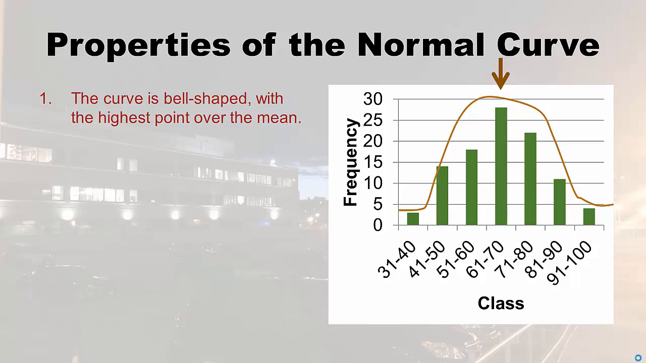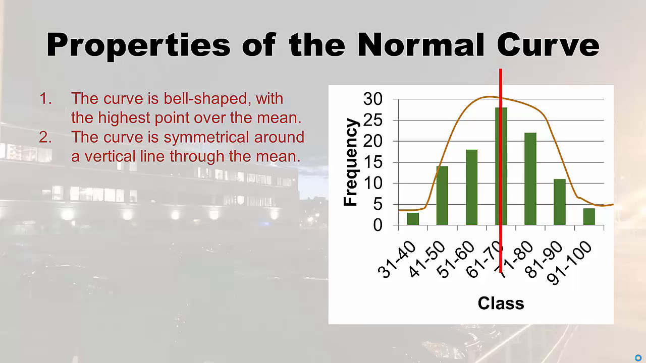So I'm going to use this example of the fake chemistry test scores to exemplify these properties of the normal curve. There are 5 I'm going to talk about. The first is that the curve is bell-shaped with the highest point over the mean. You can see I drew a scribbly little curve and put a little arrow there to show you that's where the mean of the scores was.